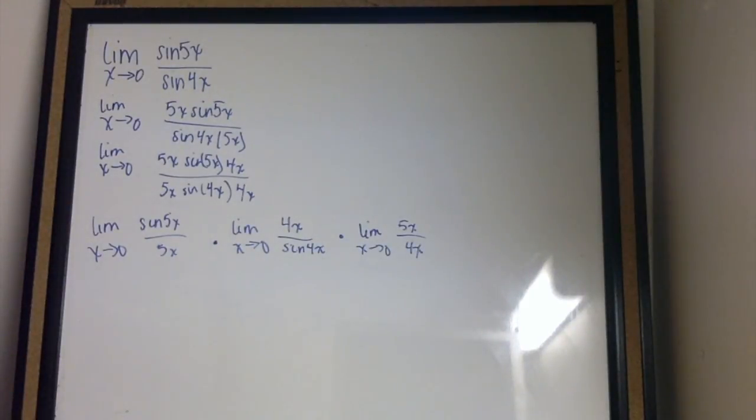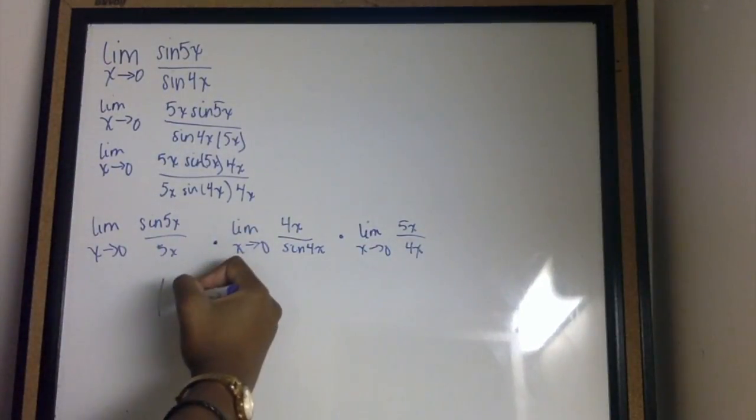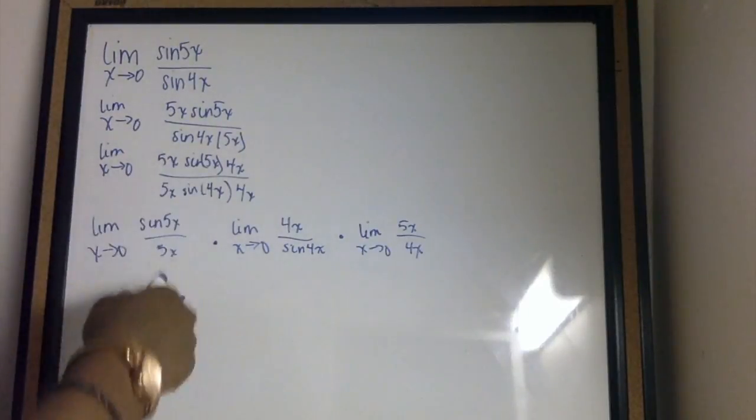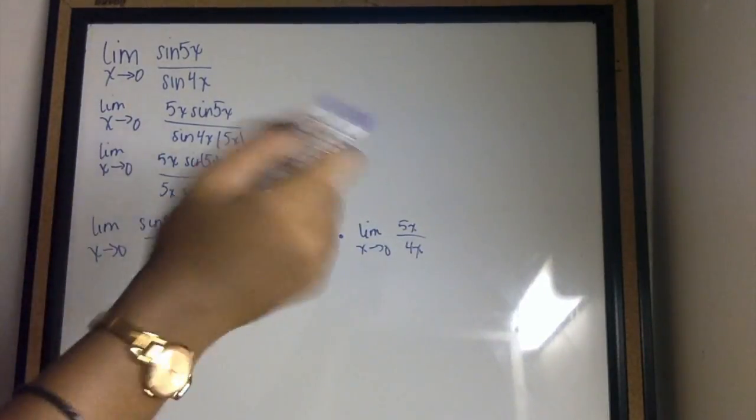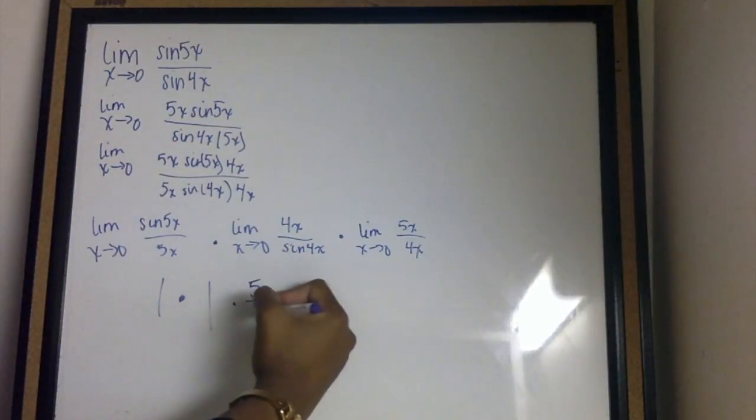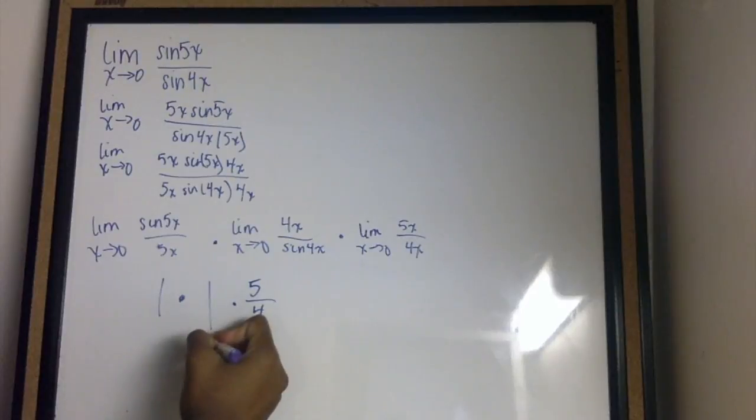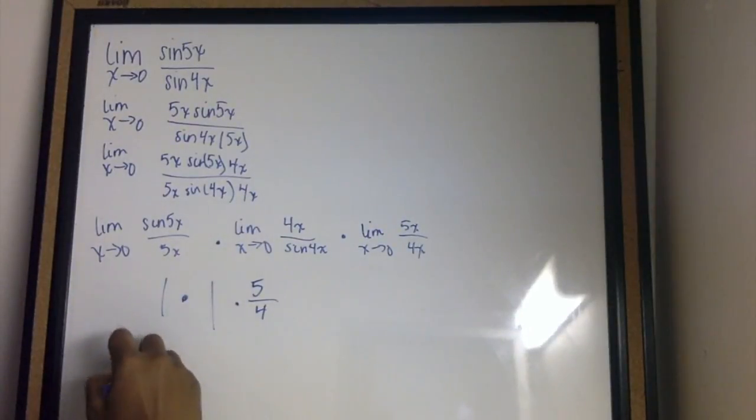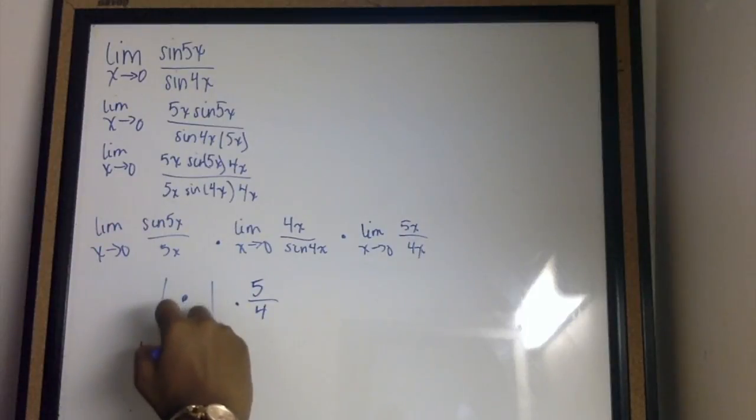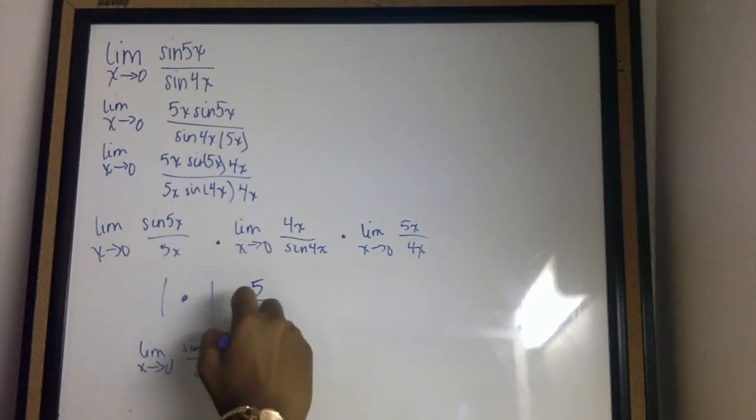Based upon our limit properties and basic limits, we know that the limit as x approaches 0 of sine 5x over 5x is equal to 1. We know that the limit of 4x over sine of 4x as x approaches 0 is also 1. And the limit as x approaches 0 of 5x over 4x is equal to 5/4. So we multiply all this together: 1 times 1 times 5/4 is equal to 5/4. Therefore, the limit as x approaches 0 of sine of 5x over sine of 4x is equal to 5/4.